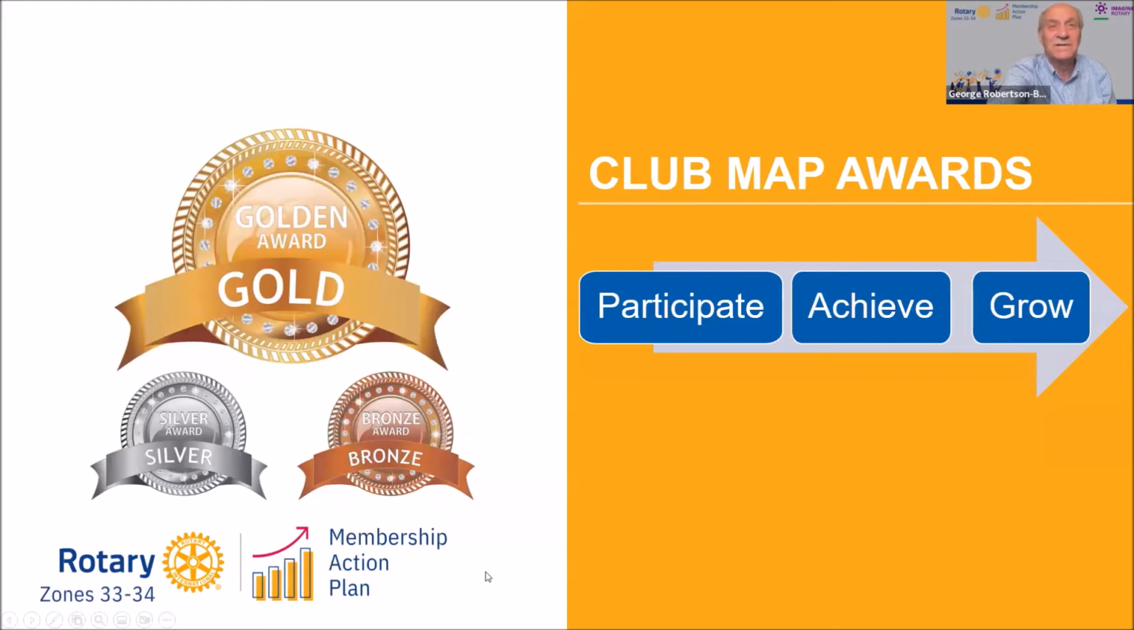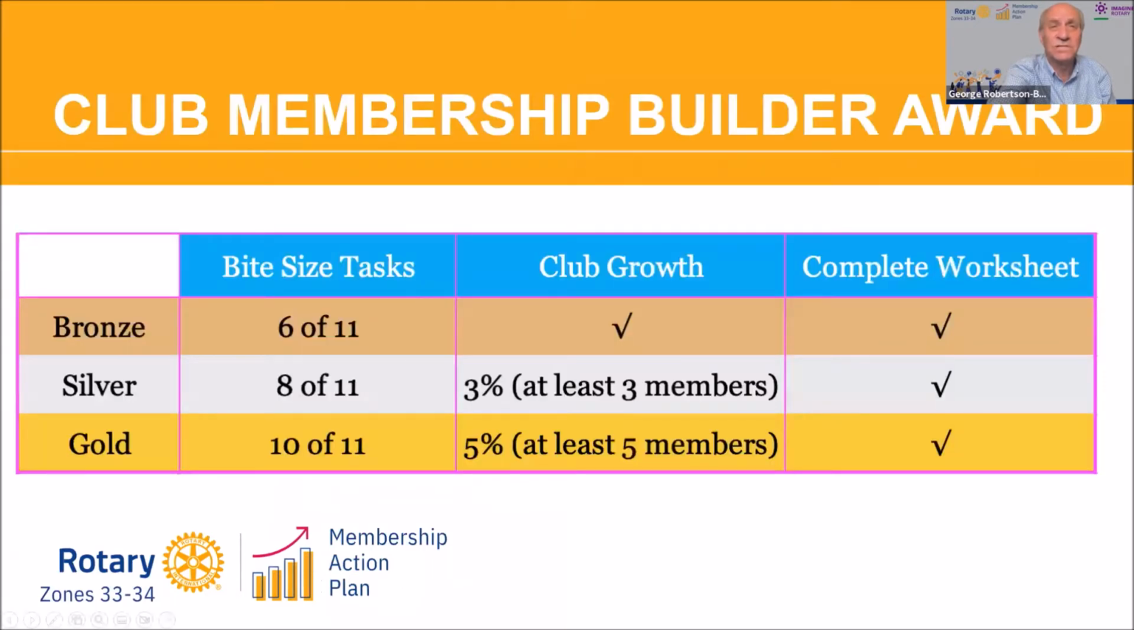The first part of participation is completion of the club worksheet. Every club has a worksheet, and it can be found on the Zones 33-34 website. So just go to the resources library, put attrition in the search box, then select your zone and district, and finally scroll through to find your club. Bingo, you have your worksheet for completion. And that is only necessary as an annual task.